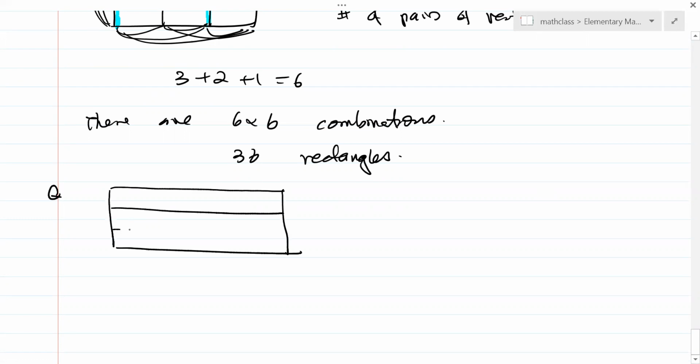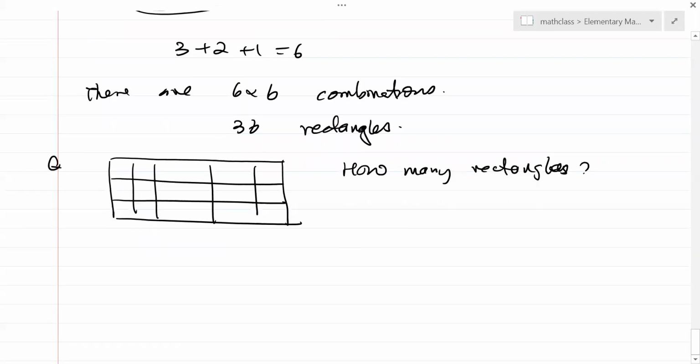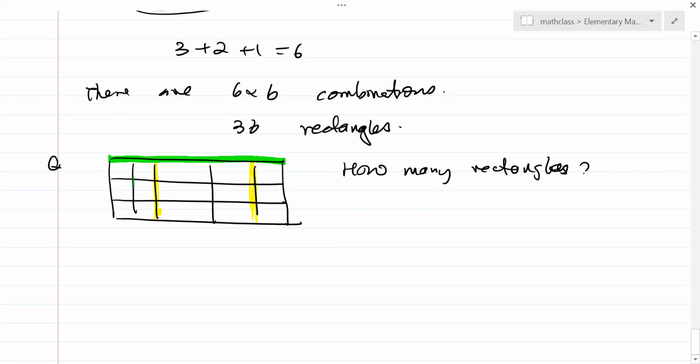Okay, let's try this. 1, 2, 3, 4. Okay, let's do this again. How many rectangles in this figure? Okay, please do it. You just need to count how many pairs of vertical lines and how many pairs of horizontal lines, because a pair of vertical lines and a pair of horizontal lines determine a rectangle, right? Okay, this is a pair of vertical lines. This is a pair of horizontal lines.